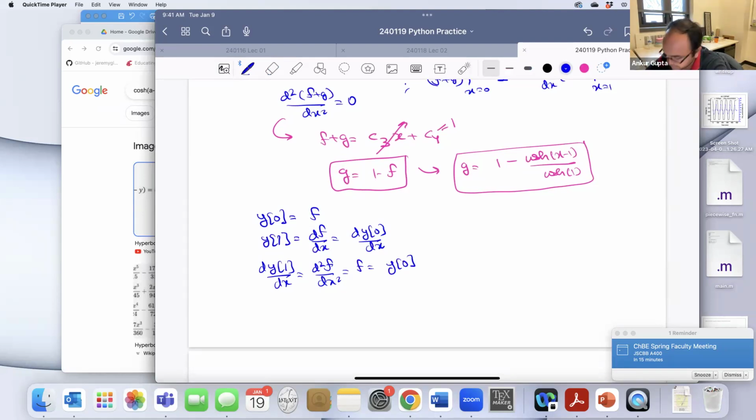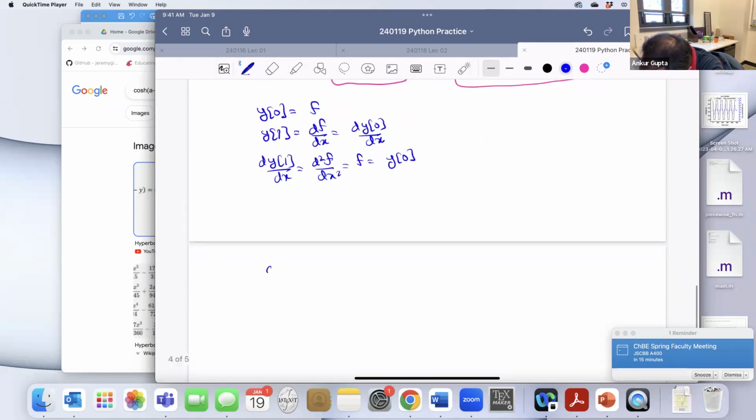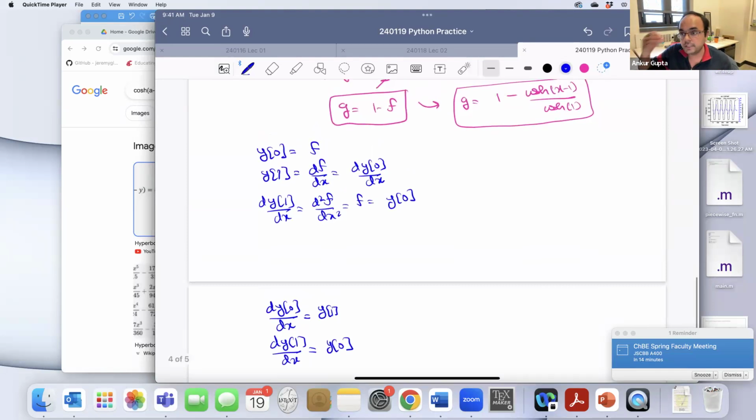So this means that our first two simply become dy0 by dx is equal to y1, and dy1 by dx is equal to y of 0. This is the form that Python expects. Now we also need two more variables for dg by dx and g itself. So now we'll go there.